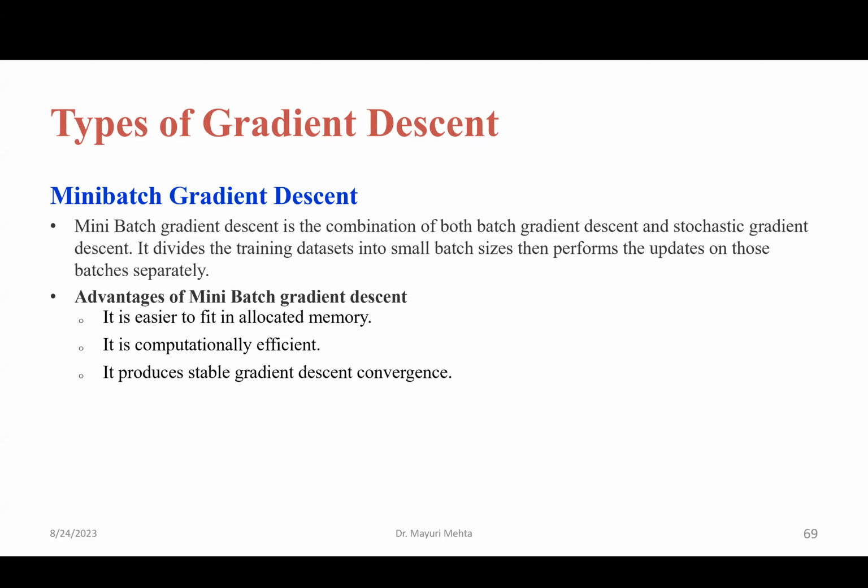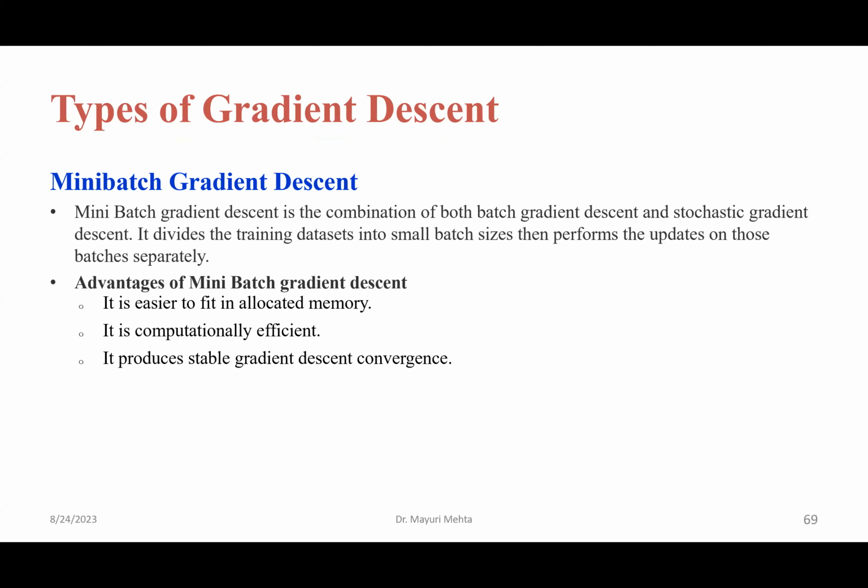So here are the advantages. As you can see, it is easier to fit in allocated memory, which is an advantage of stochastic gradient descent. It is computationally efficient, which is also an advantage of SGD, and it produces stable gradient descent convergence. So this is very popular among all three. So that is about gradient descent and its variations.